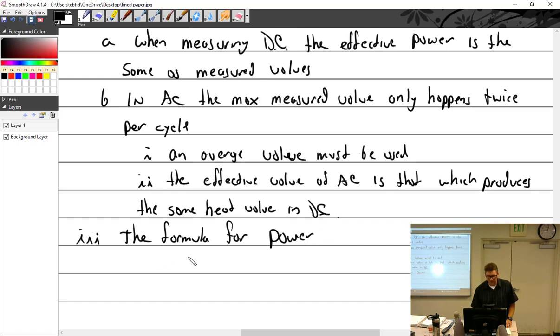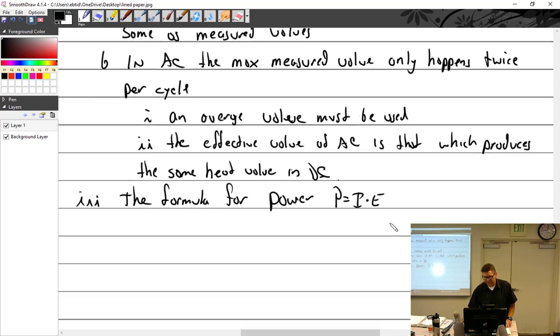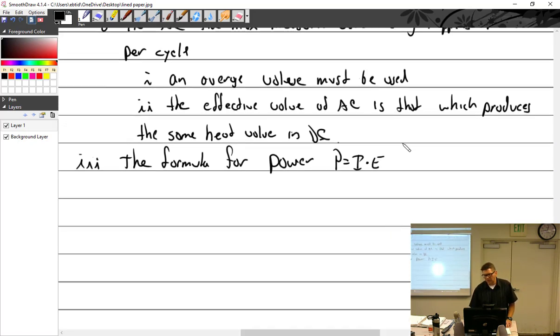This is going to blow your mind. P equals I times E. Or if we look at the whole Ohm's wheel, I squared R, or, let's make it or, E squared divided by R.